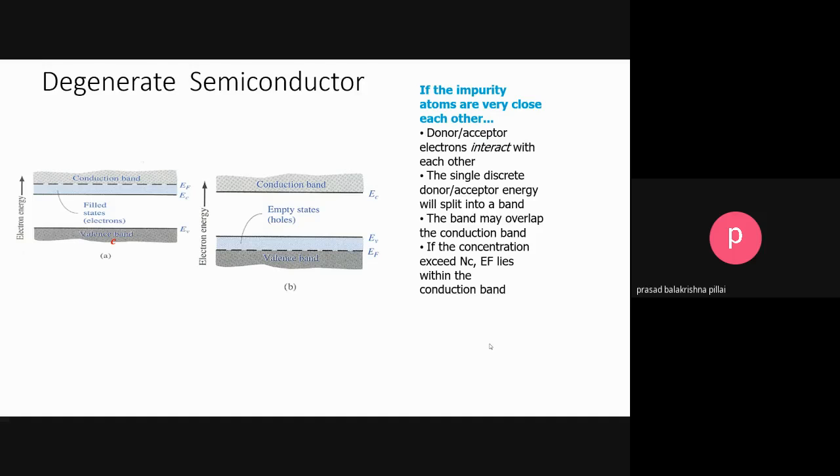Non-degenerate means it is lightly or moderately doped. So these are three terms very often used as far as the doping is concerned. You should be very careful, that is, of course, a relative term. Very often we talk of lightly doped, moderately doped, and the other one is heavily doped.